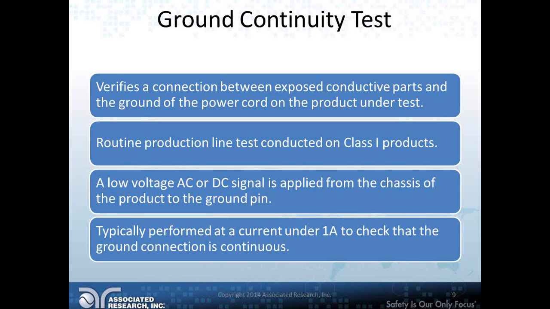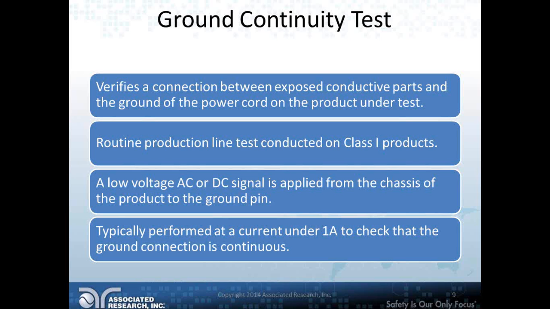So the first test we're going to talk about here is our ground continuity test. This test is as simple as taking a digital multimeter or resistance meter with two probes, touching one probe at one end of a circuit and the other probe at the other end, and just testing for continuity, just seeing if that circuit is continuous.